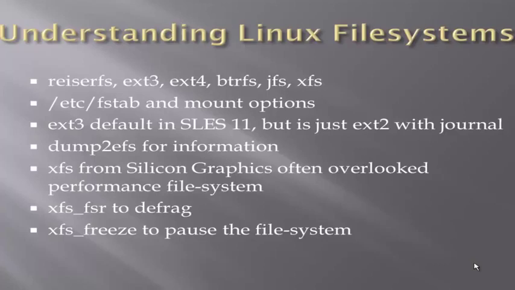Of course, we've got the /etc/fstab file, and this is where we use the configurations to mount our file systems automatically when our system boots. So we can look at the fstab file and also the mount options. ext3 is the default in SUSE SLES 11, but it's just an ext2 file system with a journal. We can check and get some debug information from the file system with dumpe2fs. We'll take a look at all of these commands and these file systems as we go through.